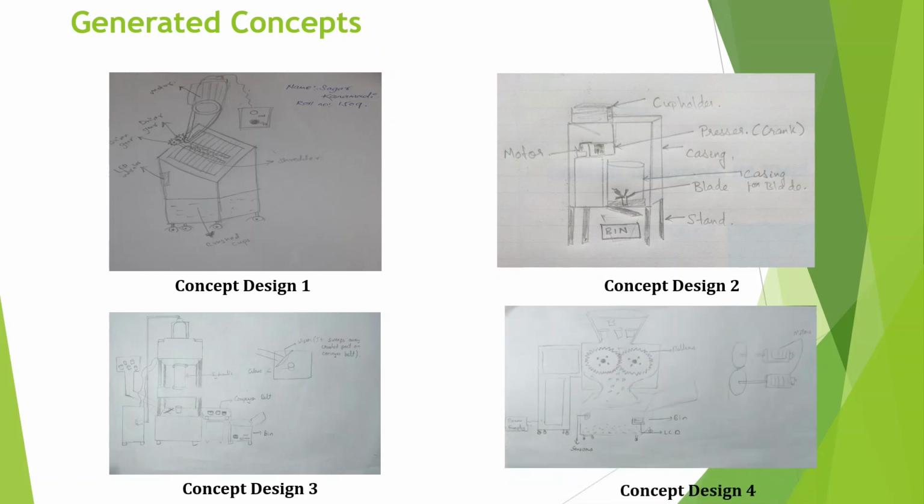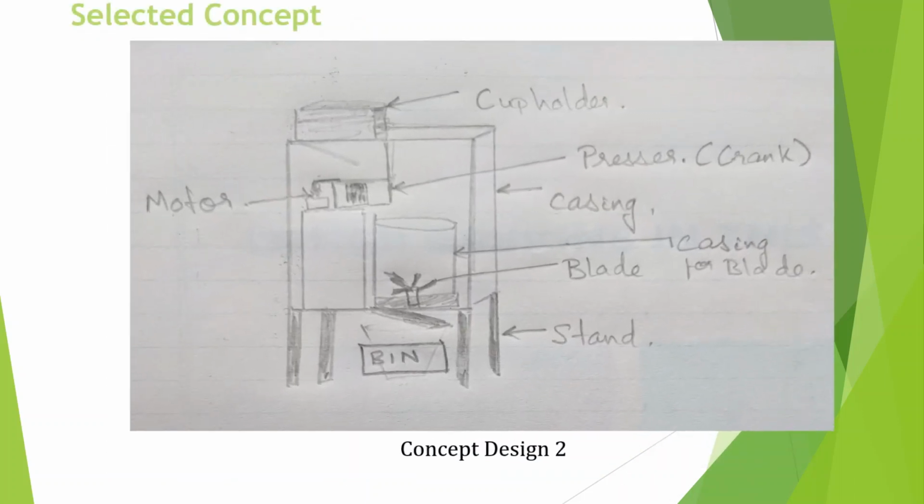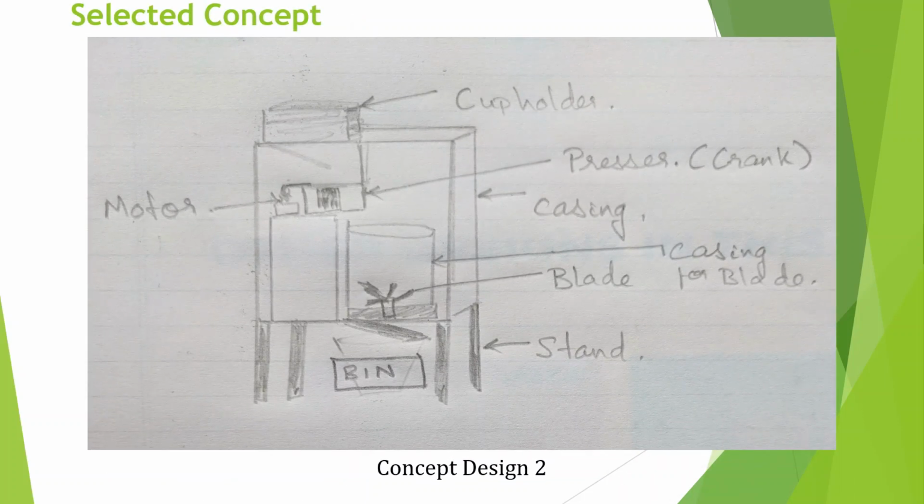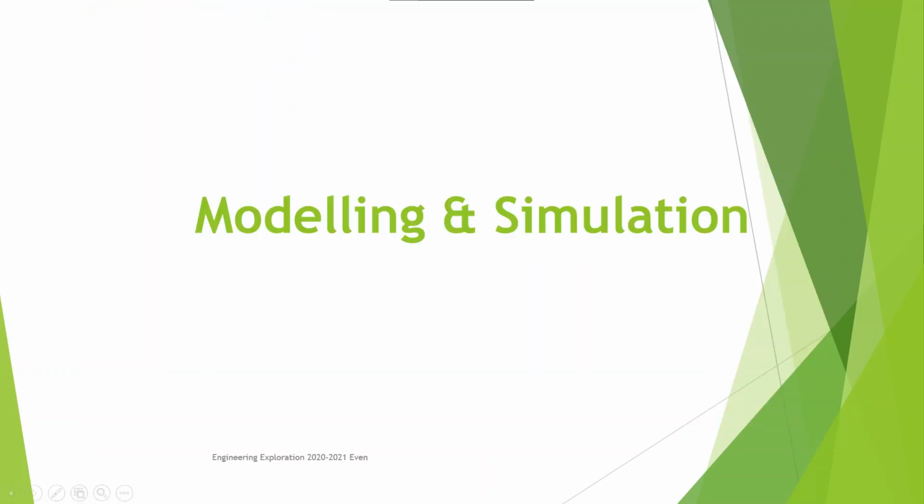And finally, out of these 4, we came to a conclusion to go ahead with concept 2 as it was the best fit for all the needs of the problem definition. It is the safest and cost effective machine amongst the rest. It is highly sustainable and a minimal machine that is also easy to build and use. Now Akshat will tell you more about our 3D model and circuit simulation.